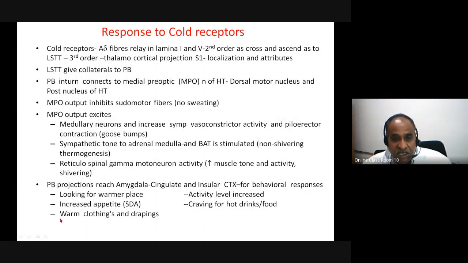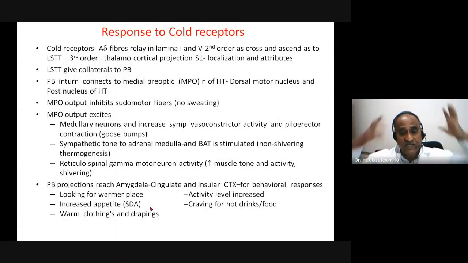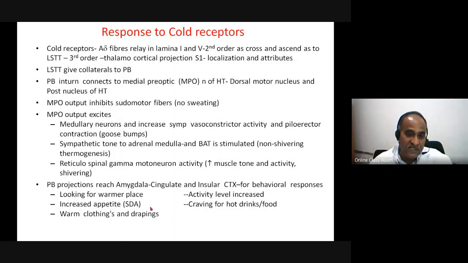And another behavioral aspect, because of the increased appetite, is that you want to have clothing or draping. If you go to the northern area, you have two or three sweaters on with a jacket or a coat or a tie, everything, and a cap or even covering with everything. So that warm clothing you are looking for, and you will definitely find it. And your activity level is increased. You will crave hot drinks and hot food, so that you will add heat to your body. So these are some of the activities in response to the cold receptors.